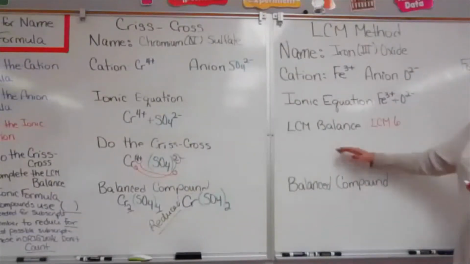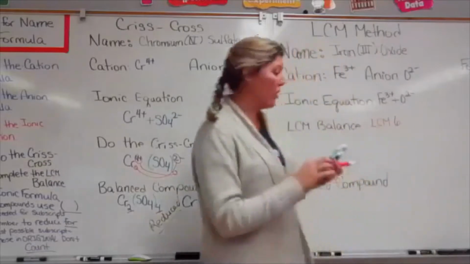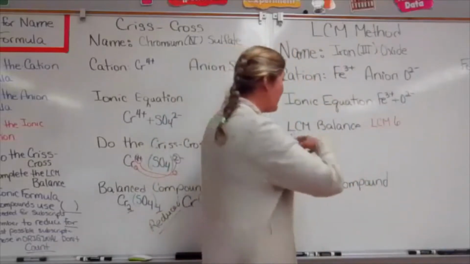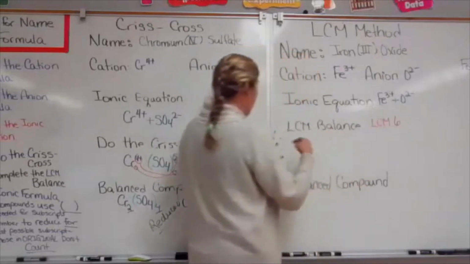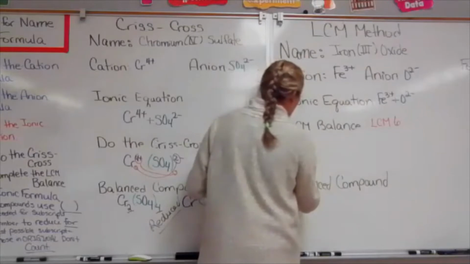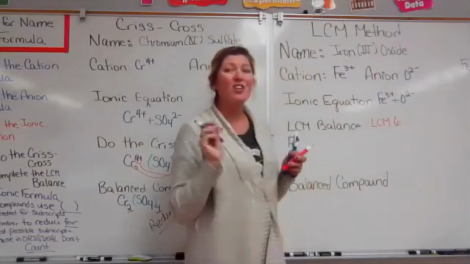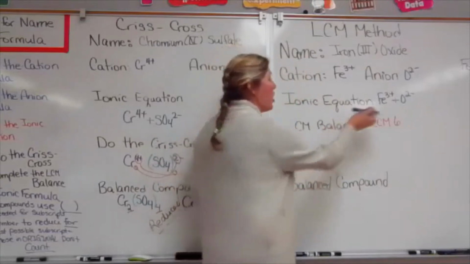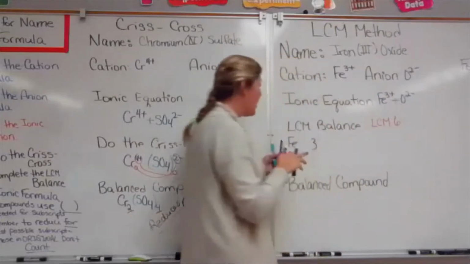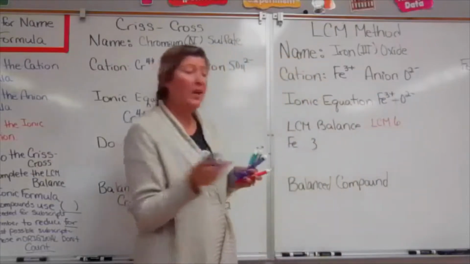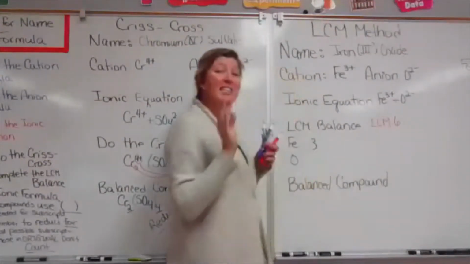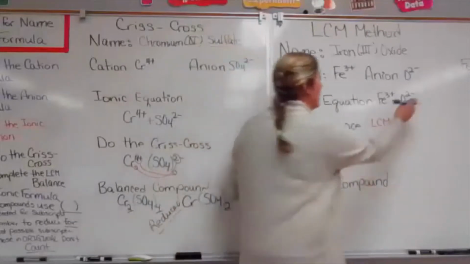And then you can pull down the information into your LCM chart. So here's the information you're going to pull down. You're pulling down your element symbol, which is Fe. And then you're pulling down the charge number. So the charge number of Fe is 3. We're going to pull down oxygen next. So we can pull down O, and we know that the charge number of oxygen is 2.